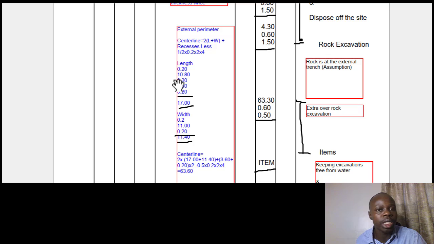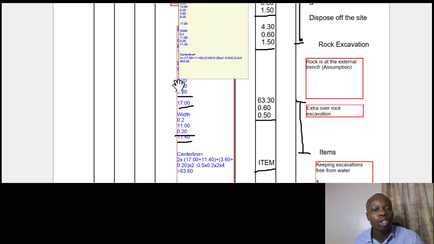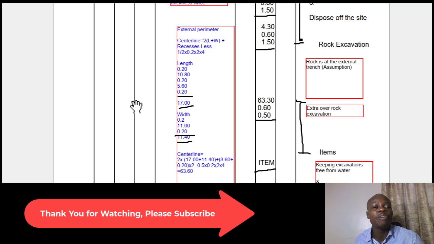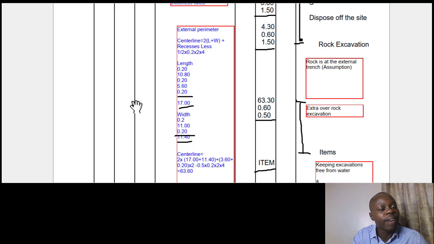That has always been the trend. You need to refer to what the rule is talking about, the rules of the standard methods of measurements. So once you've referred to that, then you come back and identify the item and then get the necessary dimensions. So basically that is the basic procedure that you should always follow for you to measure any sort of item.